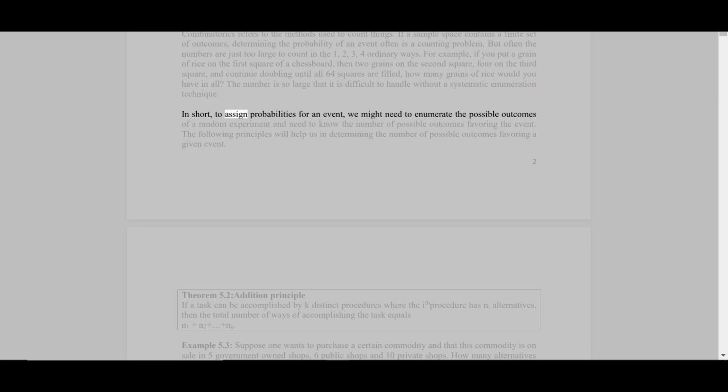In short, to assign probabilities for an event, we might need to enumerate the possible outcomes of a random experiment and need to know the number of possible outcomes favoring the event. The following principles will help us in determining the number of possible outcomes favoring a given event.